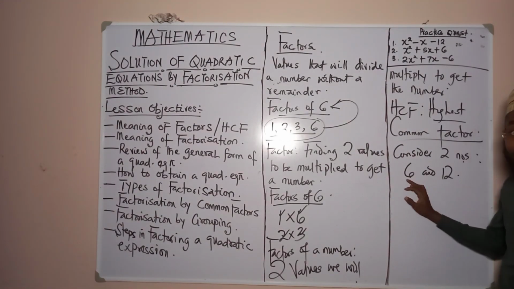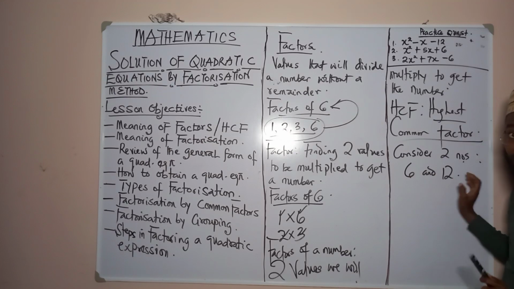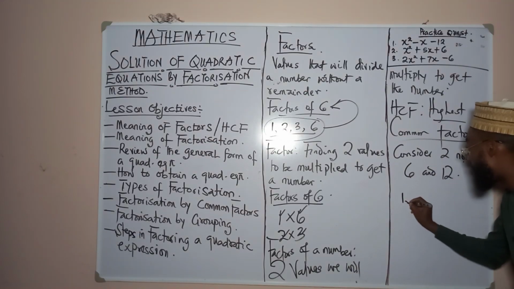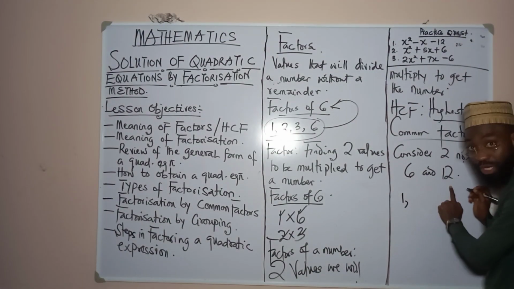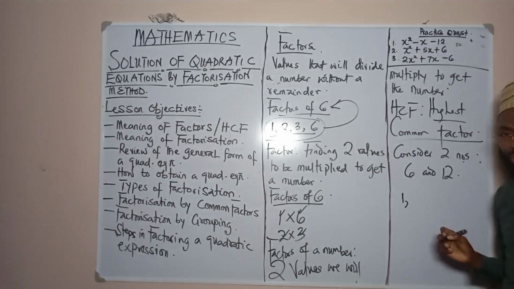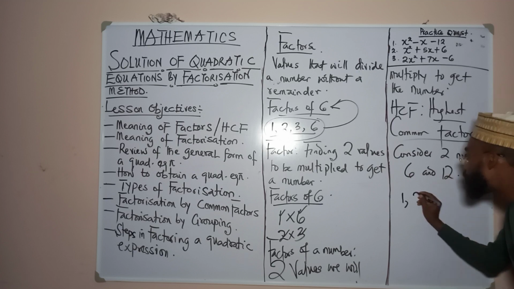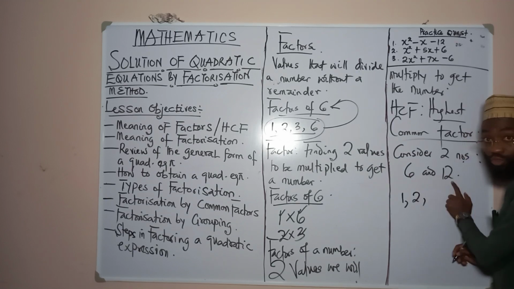Now, you see that there are many values that can divide 6 and 12 at the same time. Take, for instance, 1 can divide 6 and 12. Good. So, 1 is a common factor between them. Now, let's also think about other numbers that can divide 6 and 12. 2 can also divide 6 and 12 at the same time.